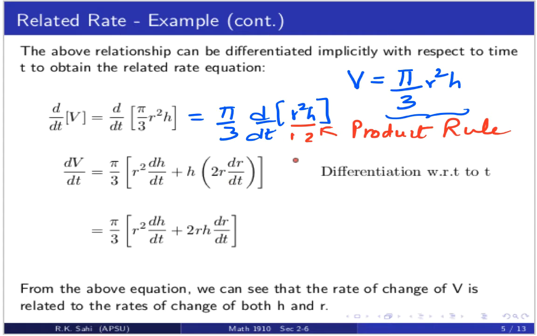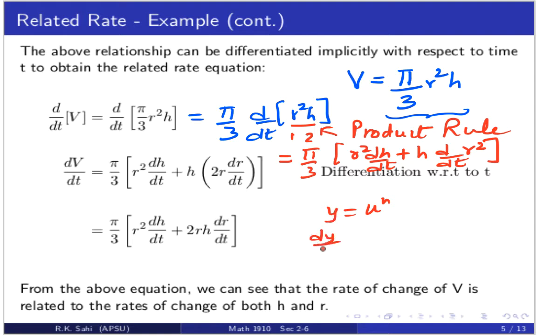So I can write this as pi thirds times r squared times the differential of the second function, plus h times the differential of r squared. Now, in the differential of r squared, remember r and t are different, so we do the normal differential using the chain rule. Remember the chain rule: u to the power n. What is dy by dt? It is n u to the n minus 1 times du over dt. That's what we're doing here, guys.